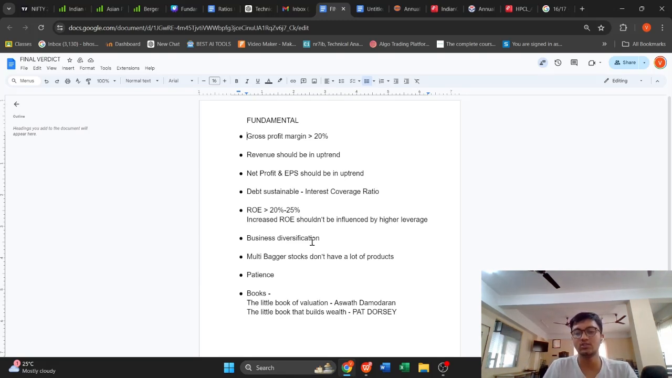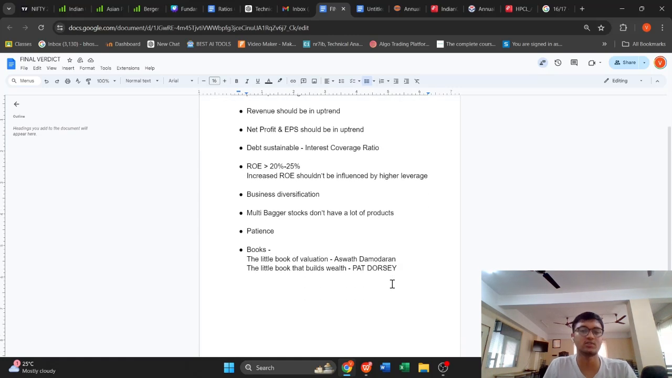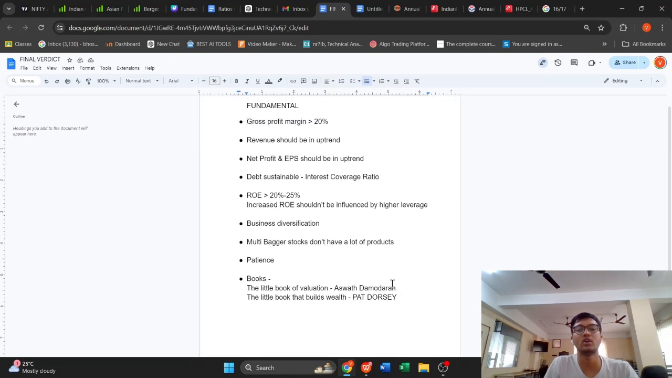I want to suggest two books if you are more interested in learning how to analyze and choose stocks which are worth it and will give good returns: The Little Book of Valuation by Aswath Damodaran, and The Little Book That Builds Wealth by Pat Dorsey.